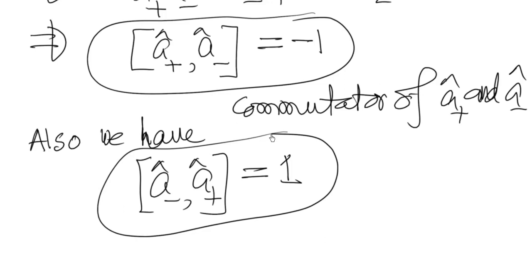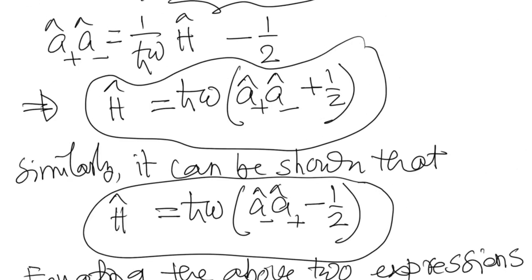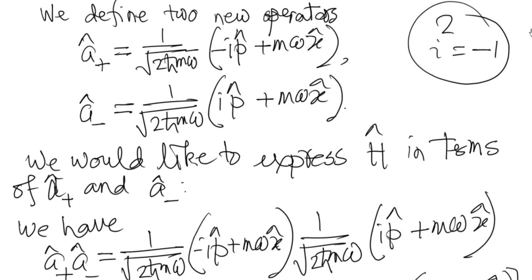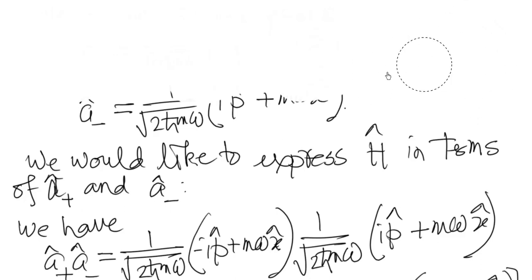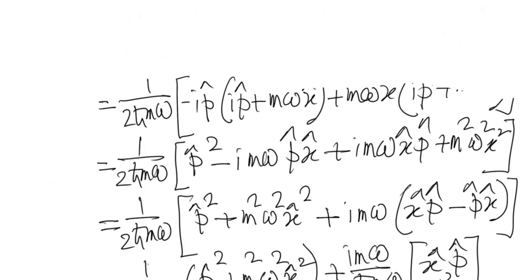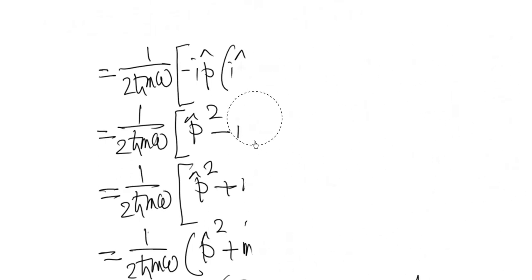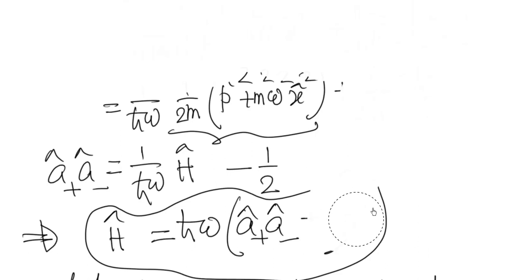Now we shall study a theorem, a very important theorem. Now we can write down the Schrödinger equation of the simple harmonic oscillator in terms of the operators a plus and a minus.